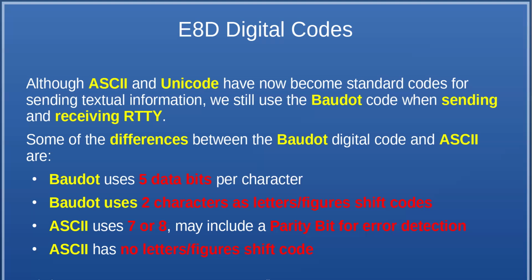But it can only do lowercase. So you have to actually do 2 characters to do a shift, to do an uppercase or one of the specials. Where ASCII is 7 or 8 bits, depending whether you include parity. 7 bits plus or minus parity. And it covers the uppercase, lowercase, and special symbols.